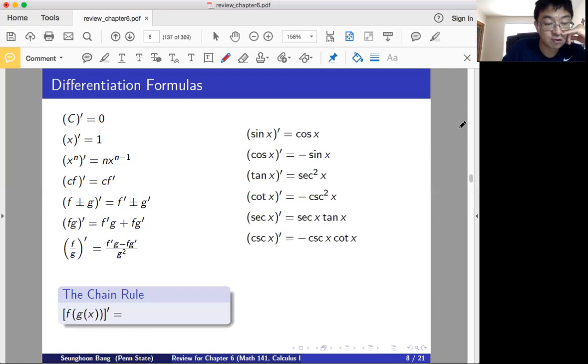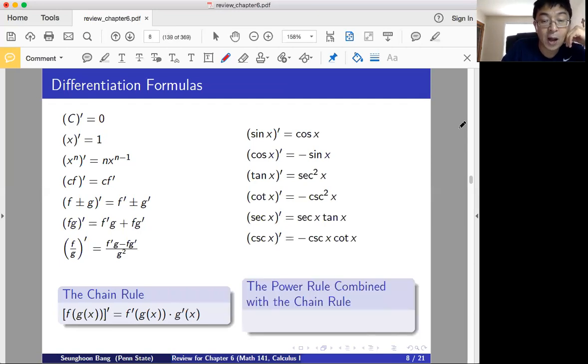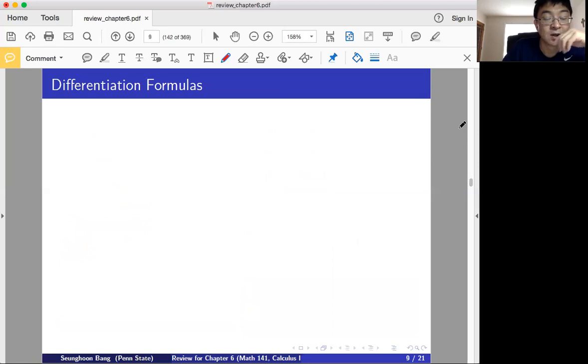Do you know the chain rule? f of g of x prime is f prime of the inner function g of x times g prime of x. The power rule combined with the chain rule: g of x to the power n, prime, is n times g of x to the n minus 1 times g prime of x. There are more differentiation formulas.